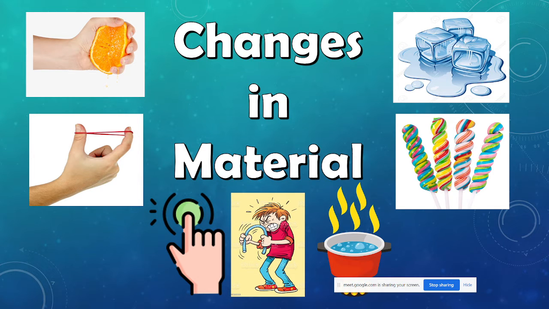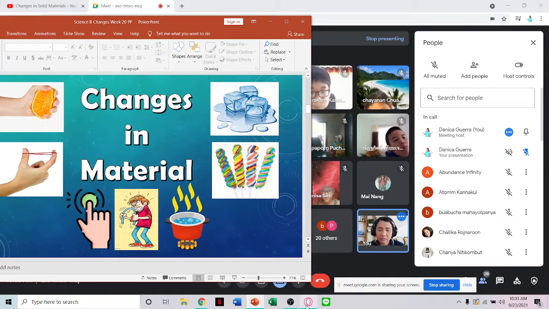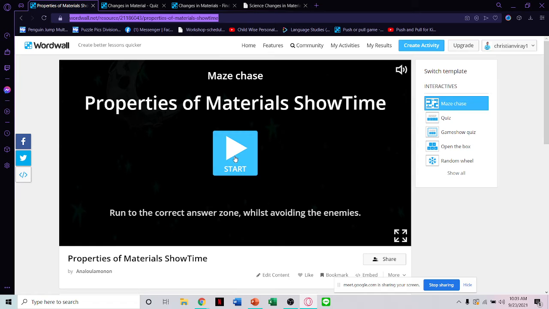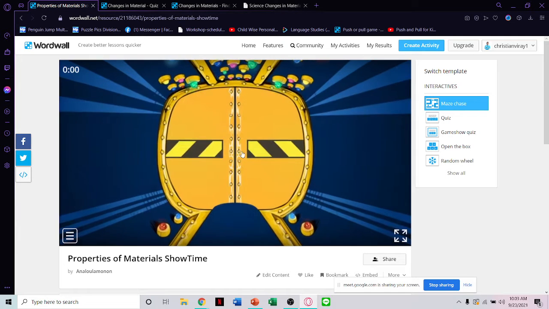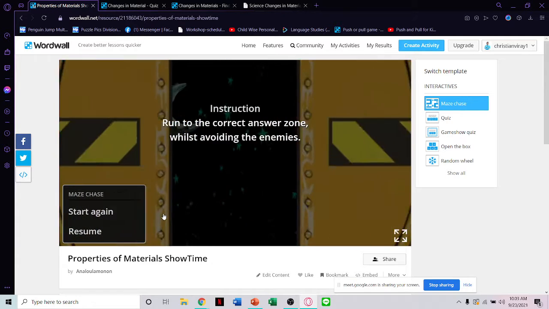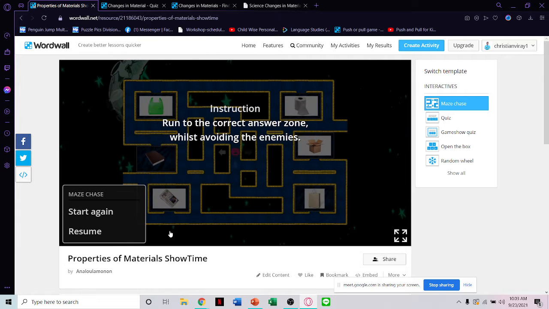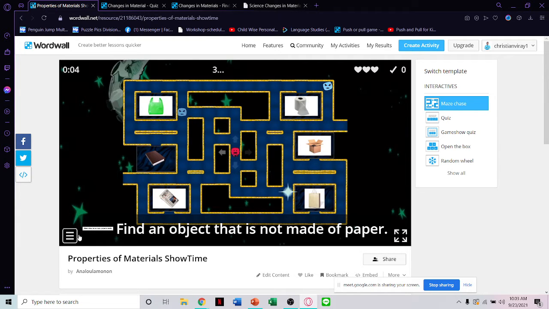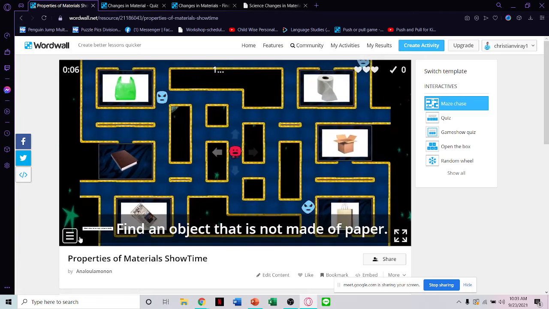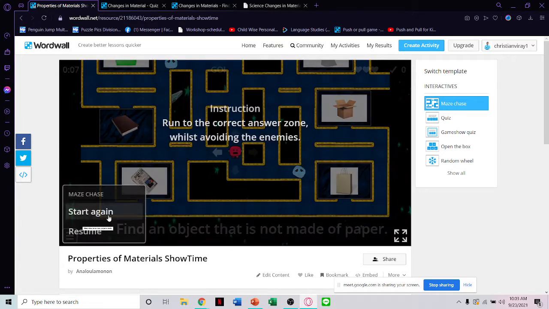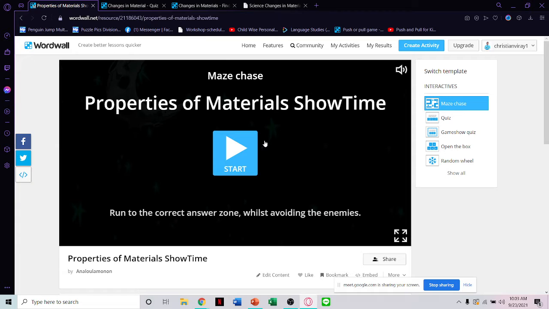Okay. Now before that, we have a warm-up game. Can you see it? Okay. It's called properties of materials. Let us review what are the different properties of materials.